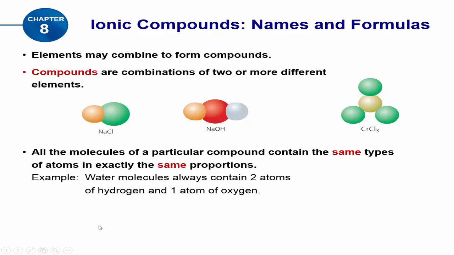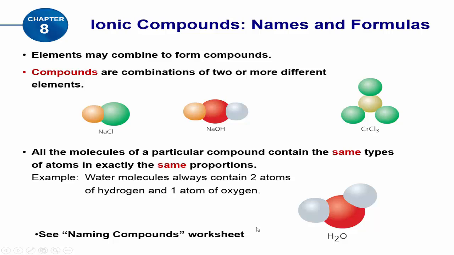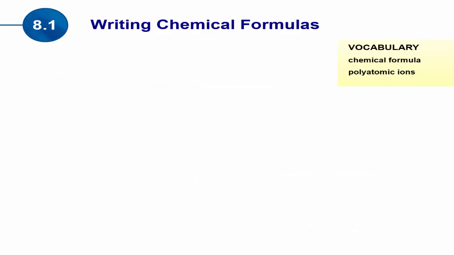And I know some of this is redundant, it's repetitive, it's brainwashing. Welcome to education. So example, water molecules always contain 2 atoms of hydrogen to 1 atom of oxygen. There you go. And there was a sheet I believe we did in class that basically emphasizes this proportion idea. You might want to look back at your naming compounds worksheet.